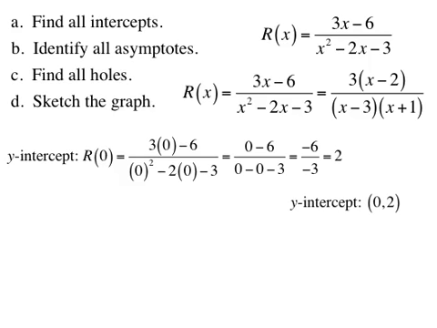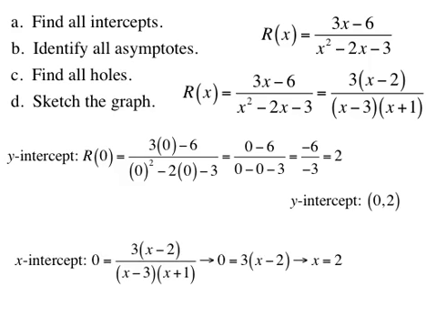X-intercepts, well, that's when the fraction is going to give us a 0 in the y value. So values of x that will result in r of x equaling 0. So we set the entire function equal to 0, so the numerator has to be 0. 3 times (x minus 2) has to be 0. That occurs when x is 2. That's my zero or my x-intercept. X-intercept is (2, 0).